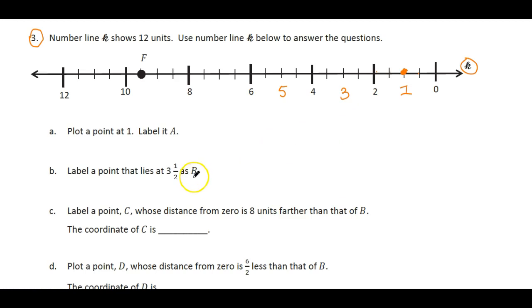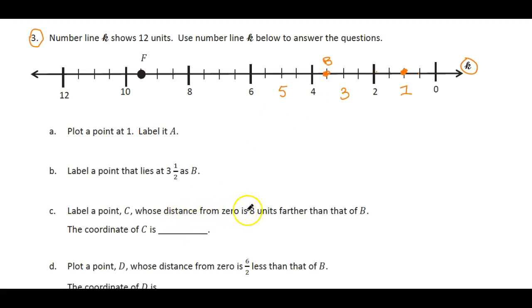Label a point that lies at 3.5 as B. So here's 3, here's 3.5. That must be B. Let's go to the next one.